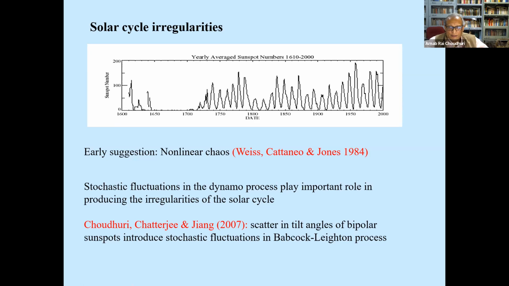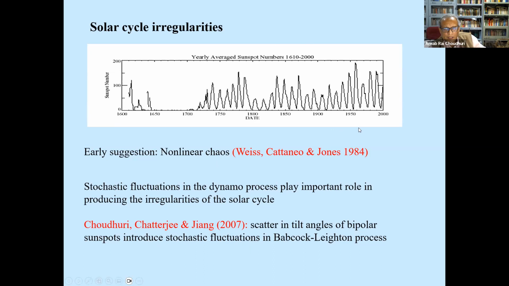So what may give rise to such stochastic fluctuations? I pointed out that the tilt of bipolar sunspot pairs plays a very important role in the Babcock-Leighton mechanism. When the flux tube rises through the convection zone, it is buffeted by the turbulence in the convection zone. As a result, we usually see a scatter in the tilt angles around the average given by Joy's law. Certainly the scatter in this tilt angle would produce stochastic fluctuations in the Babcock-Leighton process. So Choudhuri, Chatterjee, and Jiang identified this as the main source of irregularity in the solar cycle.